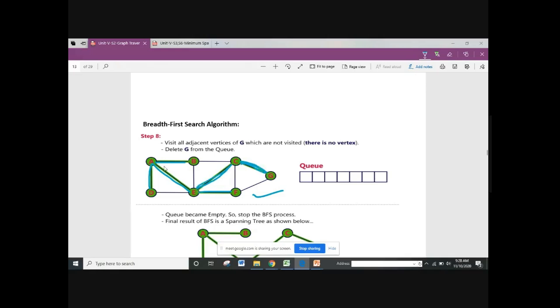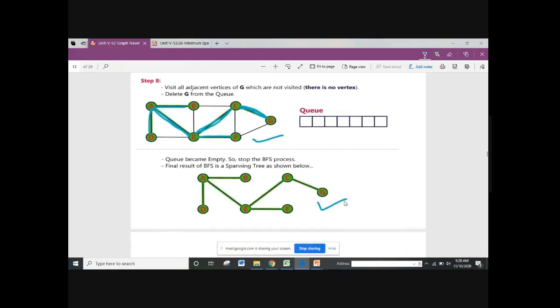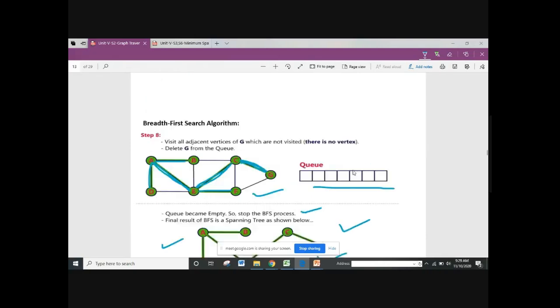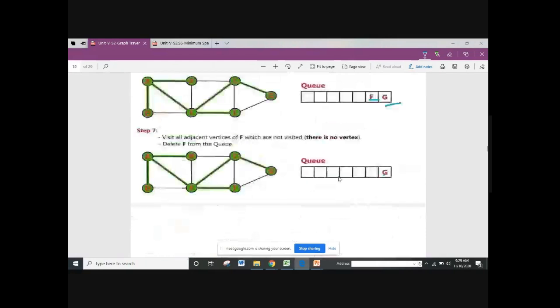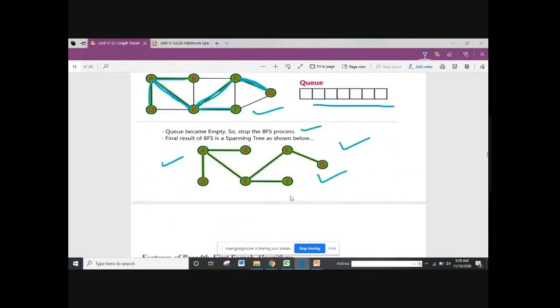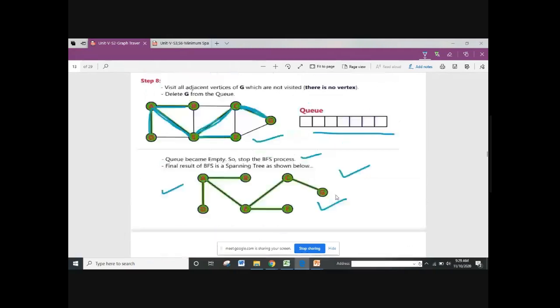So my final diagram will be like this. This is my final diagram, without the other connections; all will be left out. My queue should also become empty. Stop the BFS process, and my spanning tree will be like this. This is my spanning tree, my final diagram. For this only you will be getting the marks at last. From this entire diagram, I have found this diagram using breadth first search, using the queue concept. Are you clear with this?